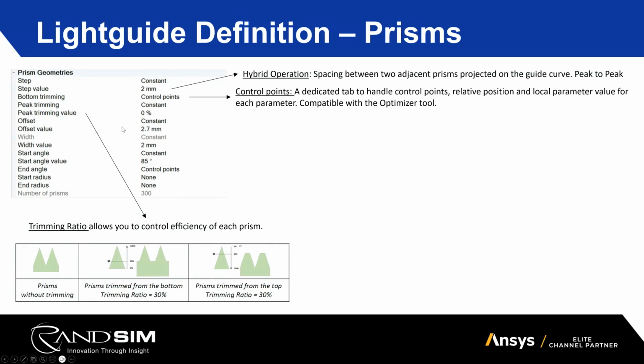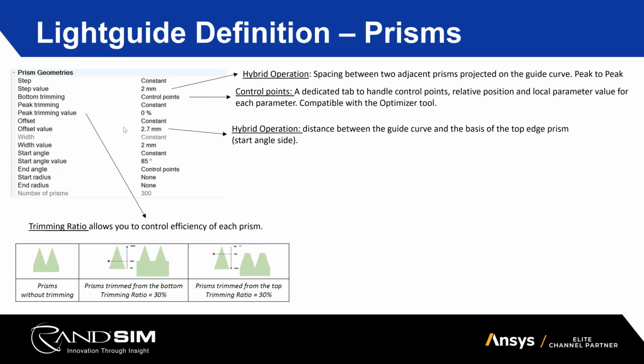So yeah, hit on that. The next is the offset value. Now, again, we are doing hybrid operation, so it's going to be a little bit different if you do add or remove, but in the hybrid operation, it's the distance between the guide curve and the basis, the top edge of the prism, is this offset value.